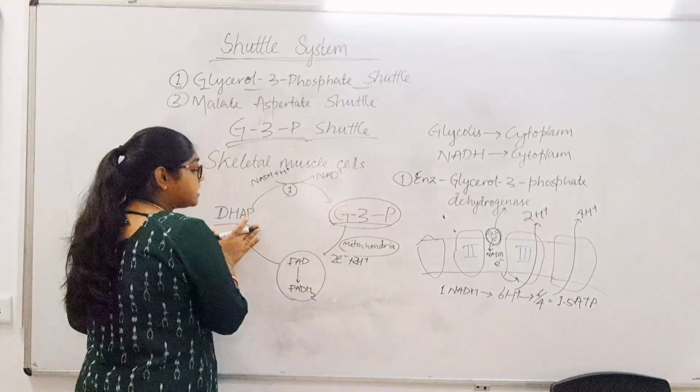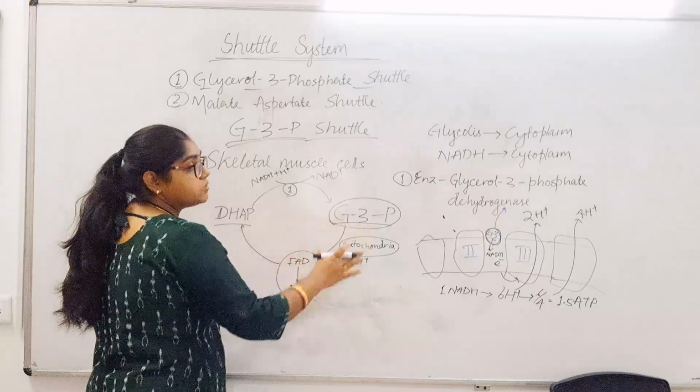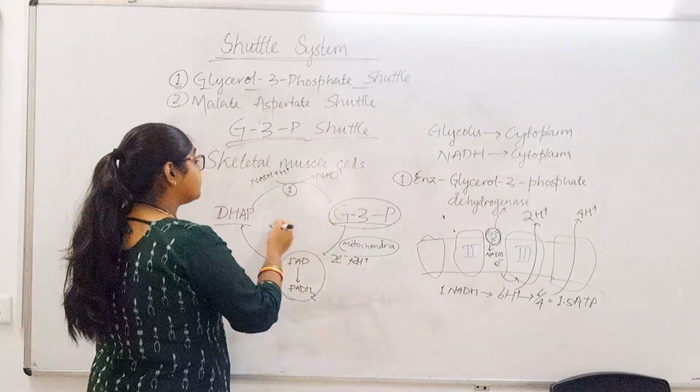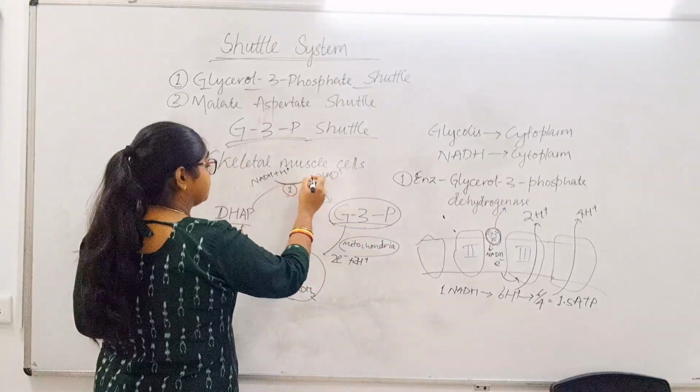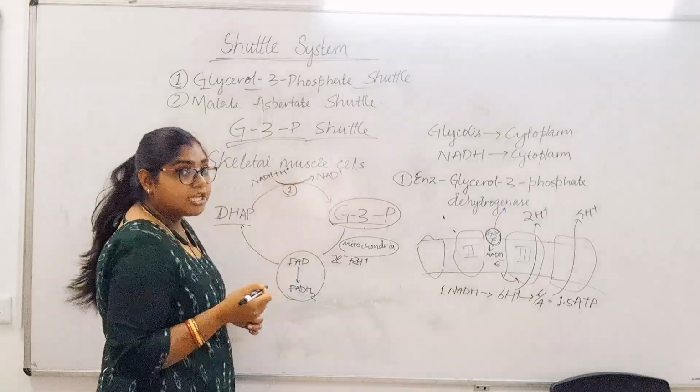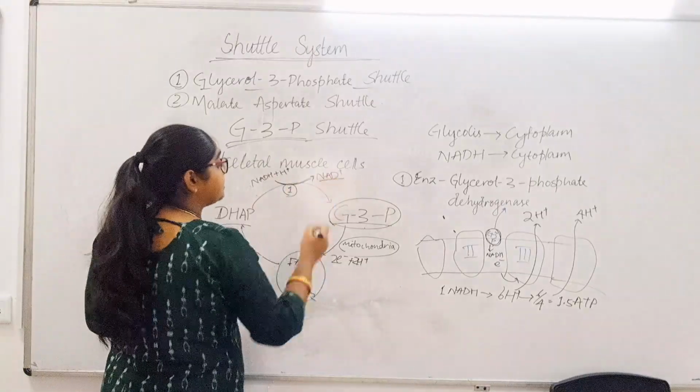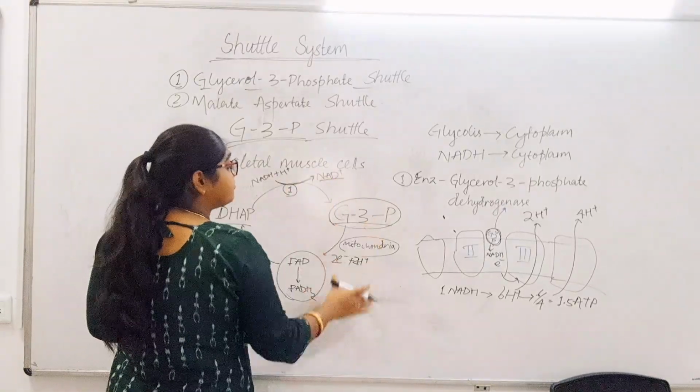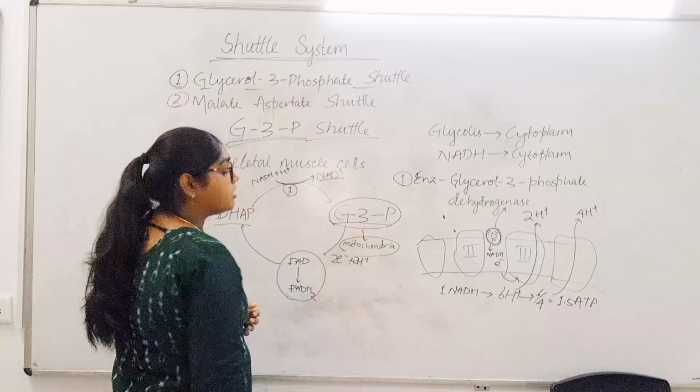Now it can reduce the dihydroxyacetone phosphate to glycerol 3-phosphate, and in the process it also utilizes the NADH and regenerates NAD plus. Now the glycerol 3-phosphate will enter into the mitochondria.